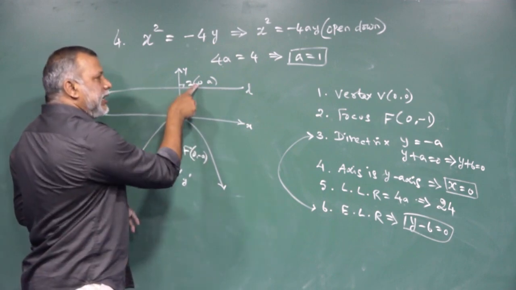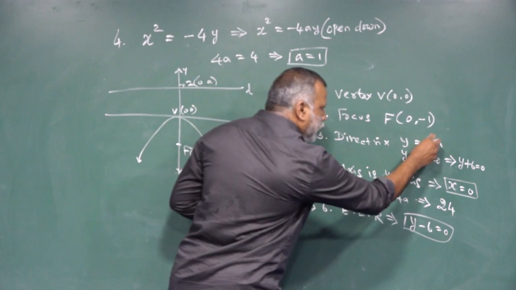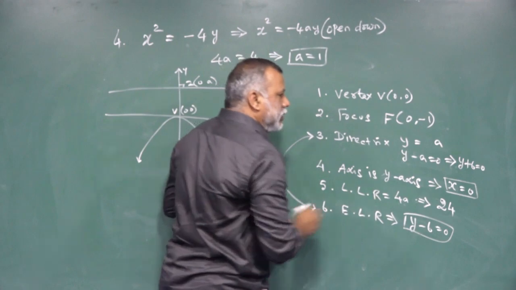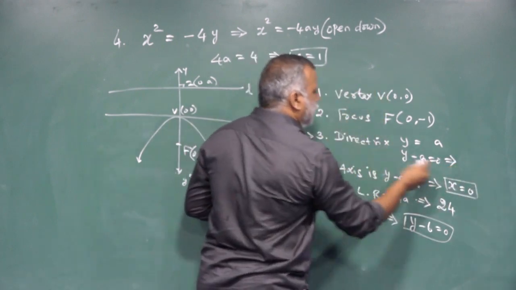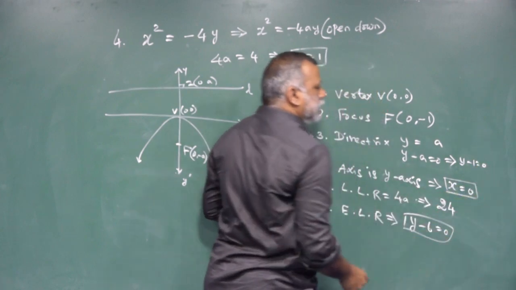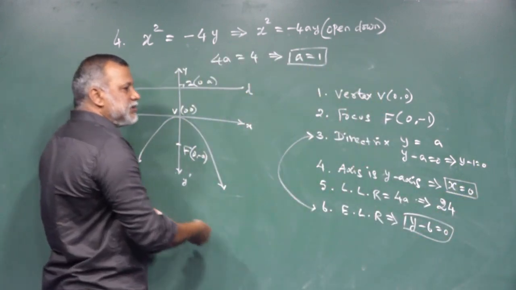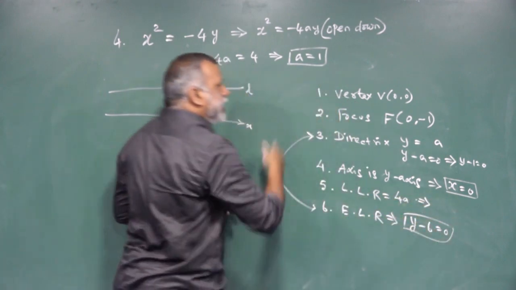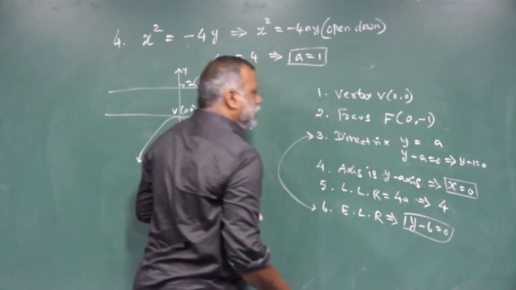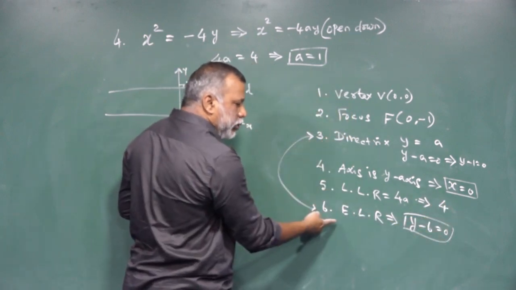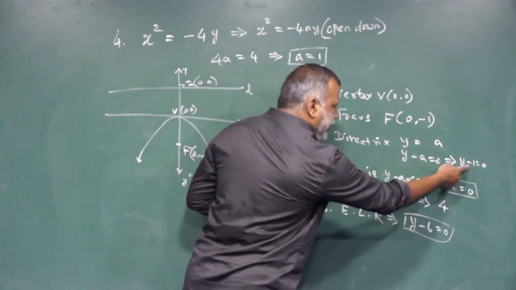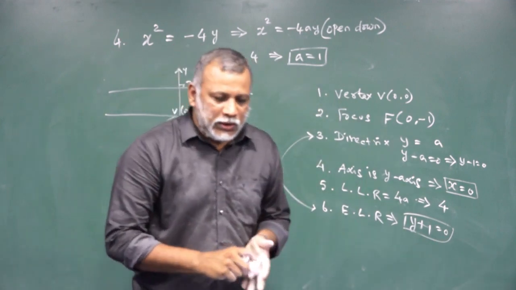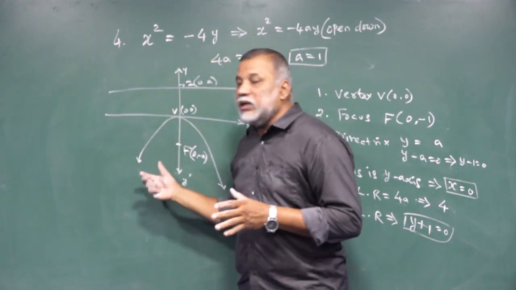See the directrix. This is the directrix. The directrix passes through a. Therefore, y equal to a. So convert to the same side, we get y minus a equal to 0. Instead of a, what is the value? See? 1. So y minus 1 equal to 0. See the axis. Axis is the y-axis. Its equation x equal to 0. Length of the latus rectum 4a. But the a value is 1. Therefore, we get 4. Then compare with the directrix. We are able to work out the equation of the directrix. See here y minus 1. So it should be y plus 1. That's all.